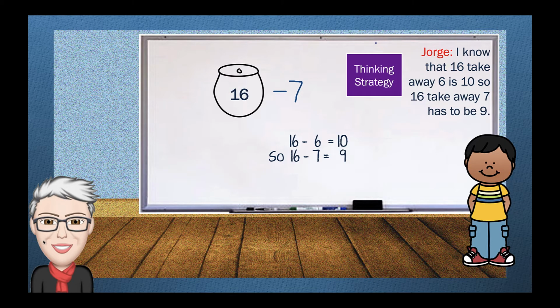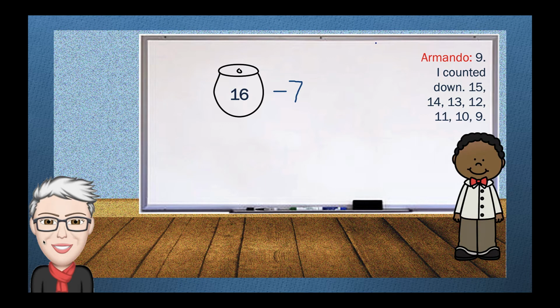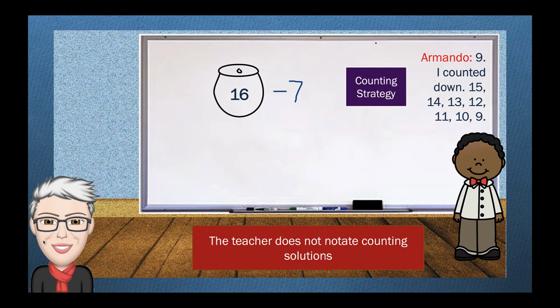Even though most children will have developed grouping solutions as they worked with the activities in Part 2, there may be one or two students in the class that have not yet done so. Armando is a case in point. He used a counting solution. Our recommendation is that in cases like this, the teacher acknowledge the solution, but not devote time to it or attempt to notate it in any way.